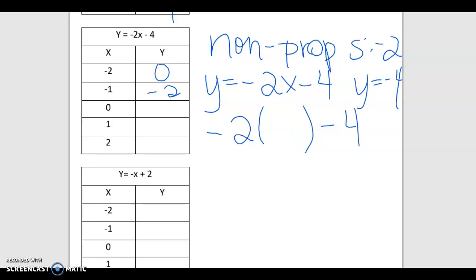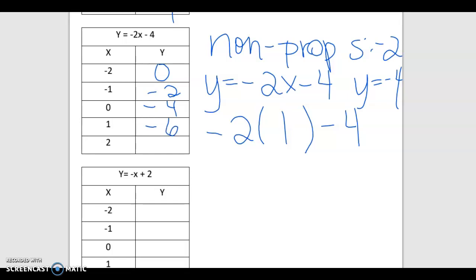Plug in my 0. Negative 2 times 0 is 0. Minus 4 is negative 4. Notice whatever's across from my 0 is my y-intercept. All right. Plug in a 1. Negative 2 times 1 is negative 2. Minus 4 is negative 6.